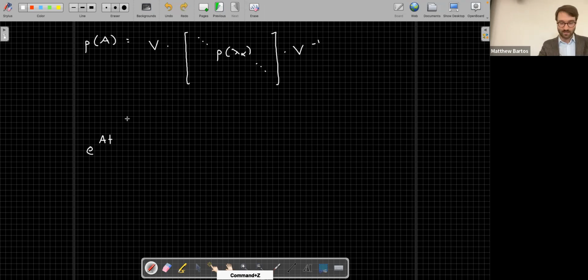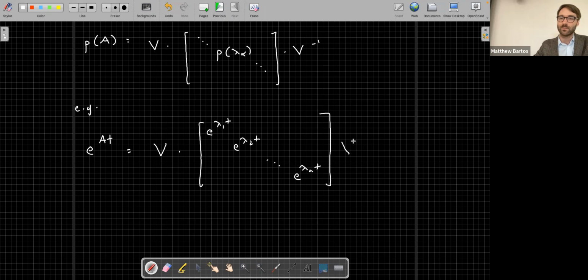Okay, so for instance, if we have e to the At, this is going to be equal to V times a diagonal matrix with e to the lambda 1 t, e to the lambda 2 t, and so on, all the way to e to the lambda n t, times the inverse.